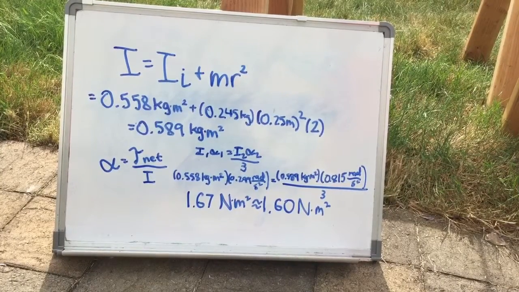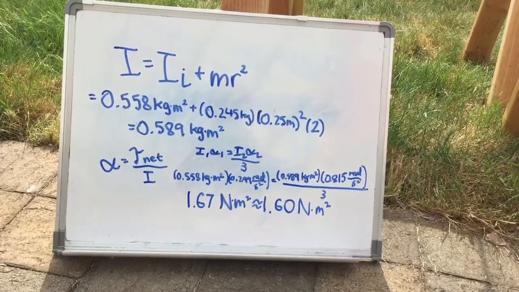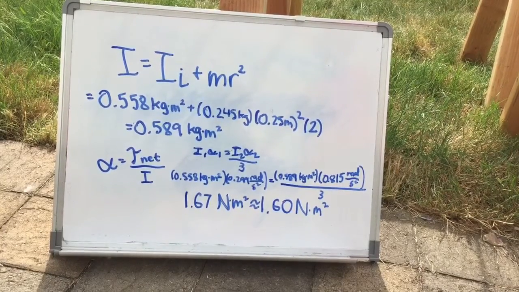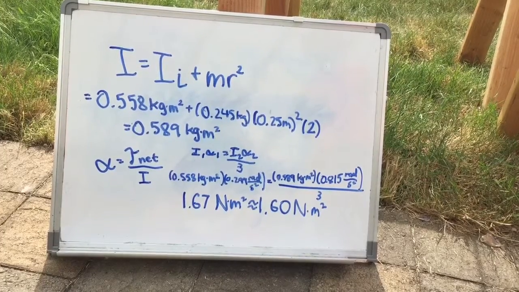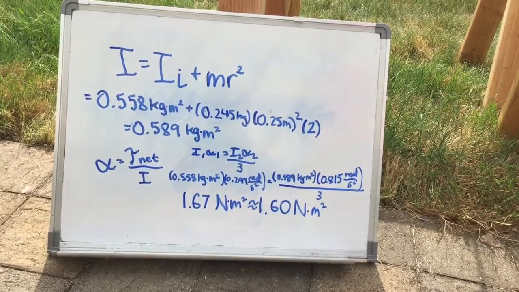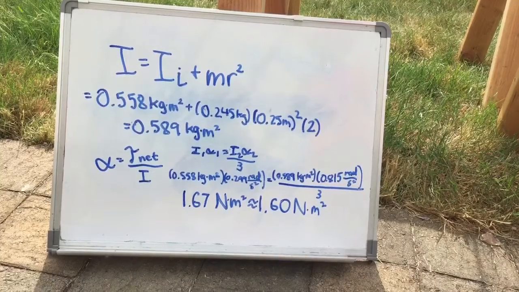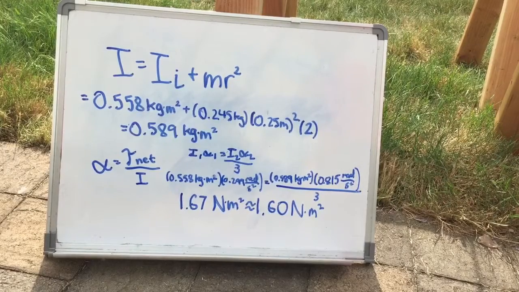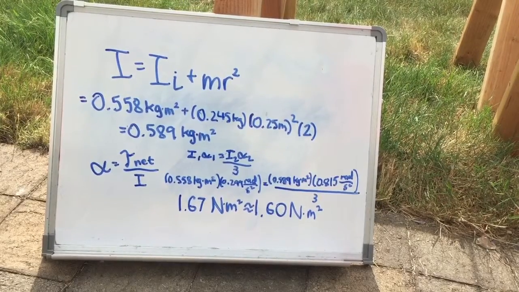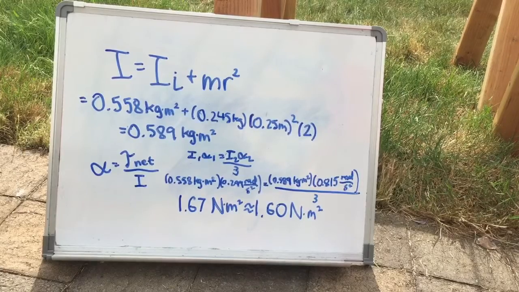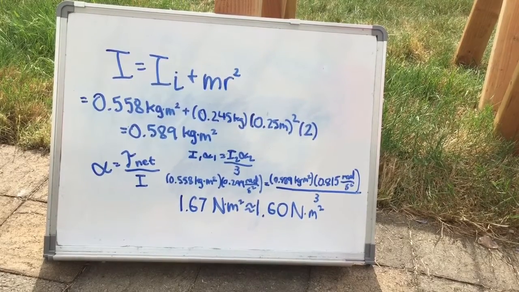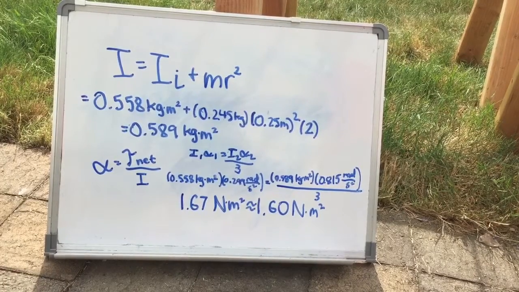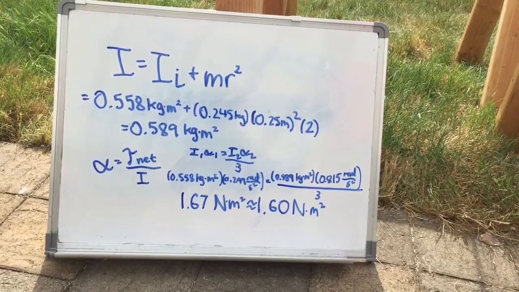We then set the first moment of inertia times angular acceleration equal to the second moment of inertia times angular acceleration over 3. This was to prove that our equation worked, and the second part is over 3 due to the fact that we tripled the torque in our second experiment. There are the calculations below. In the end, we got 1.67 Newton meters squared equals about 1.60 newtons times meters squared. We will talk about why they are different in the next slide.